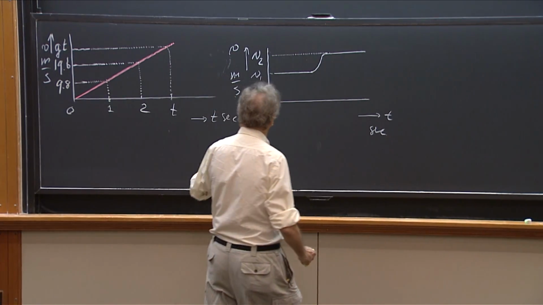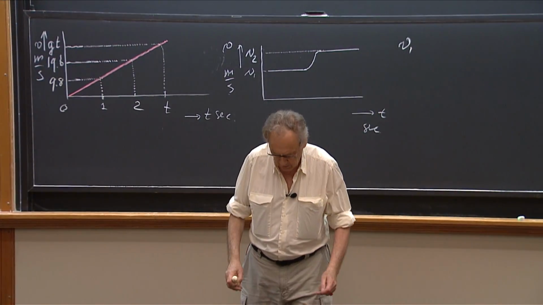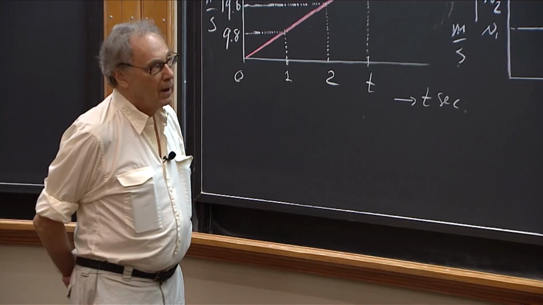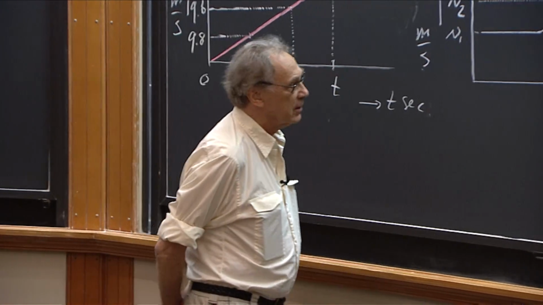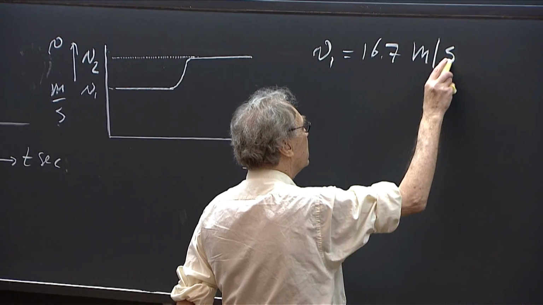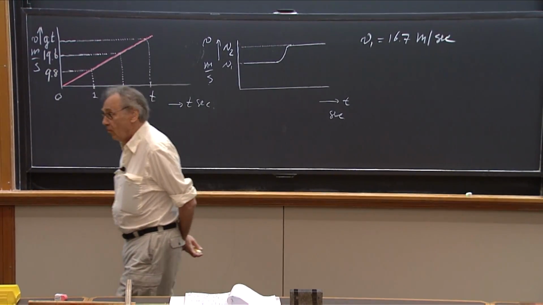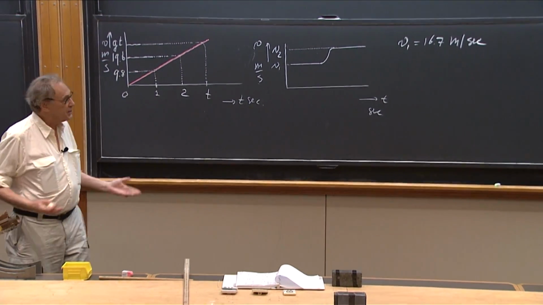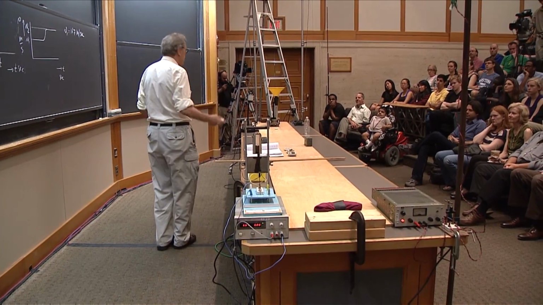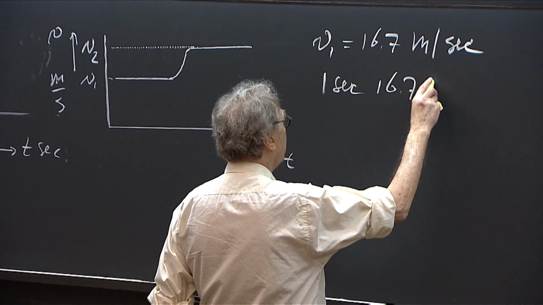Let us assume that v1 is a reasonable speed. Let's say we take 60 kilometers per hour. But we have to convert it to meters per second. So that happens to be 16.7 meters per second. So how far does that car move in 1 second? Well, that's a no-brainer, right? It goes 16.7 meters per second, so in 1 second, it goes 16.7 meters.